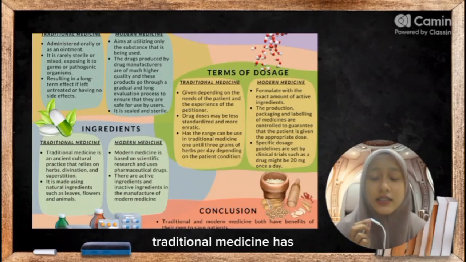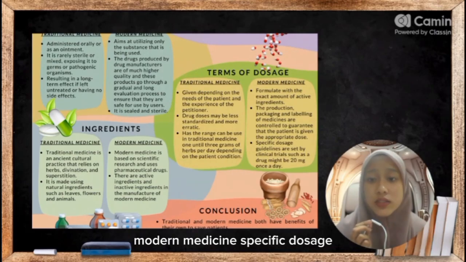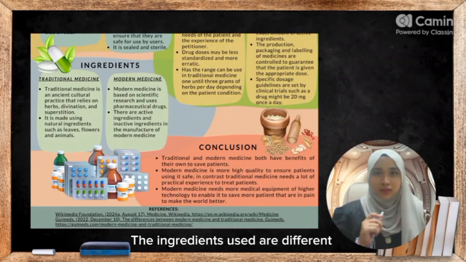For traditional medicine, the range that can be used is 1 to 3 grams of herb per day depending on the patient's condition. However, for modern medicine, specific dosage guidelines are set by clinical trials, such as a drug might be 20 mg once per day. The ingredients used are different for both types of medicine.